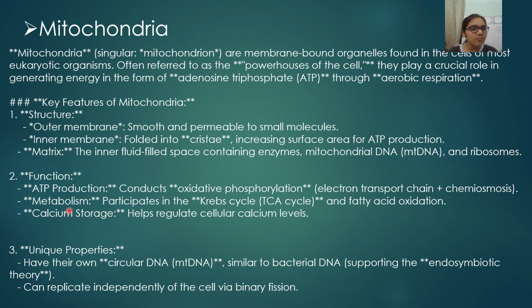Then if we see the metabolism, it participates in the Krebs cycle. In which cycle do the mitochondrial products form? In the Krebs cycle, the TCA cycle, and fatty acid oxidation. Then calcium storage also happens. It helps to regulate the cellular calcium levels.